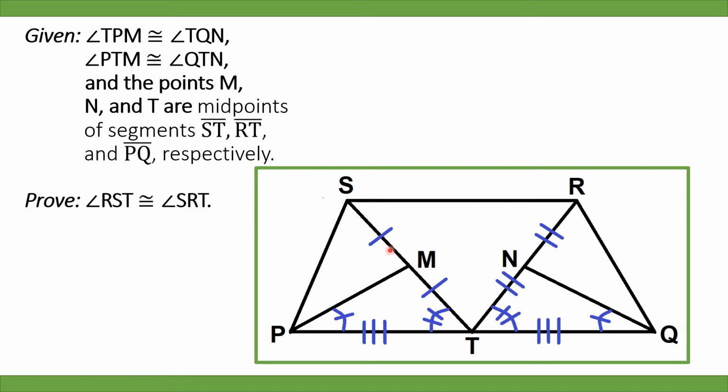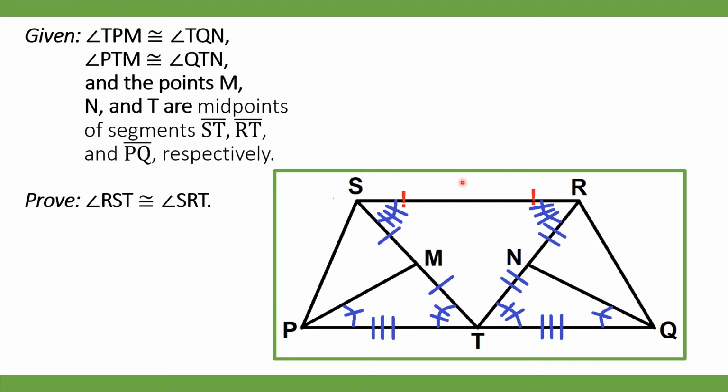Now notice here that in the markings, we do not assume yet that ST and RT are congruent because it was not given. So we mark these segments differently, assuming that SM is not congruent to RN, and so do MT and NT. Of course, PT and TQ, or PQ as a whole, is not congruent to any of these two. Prove that angle RST is congruent to angle SRT.